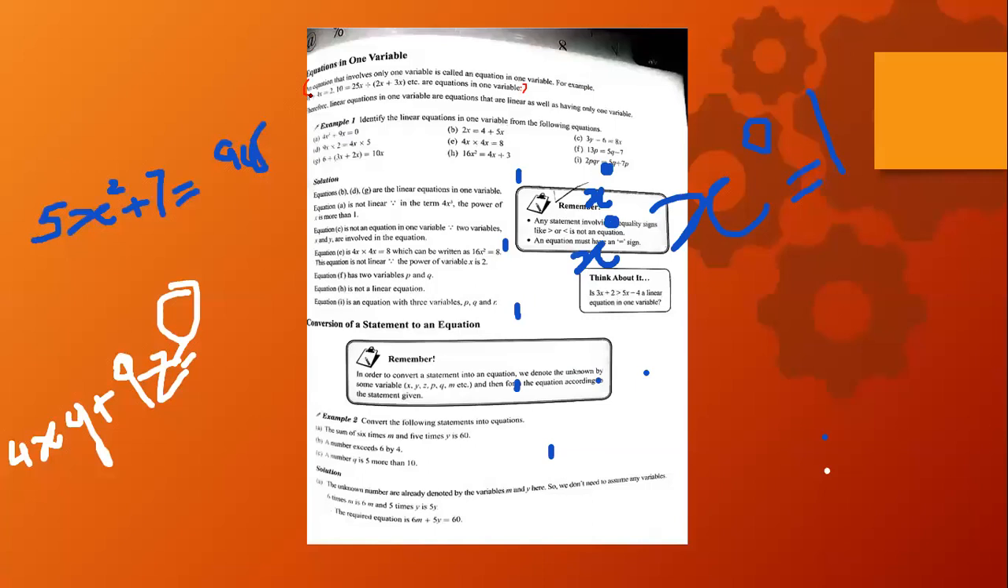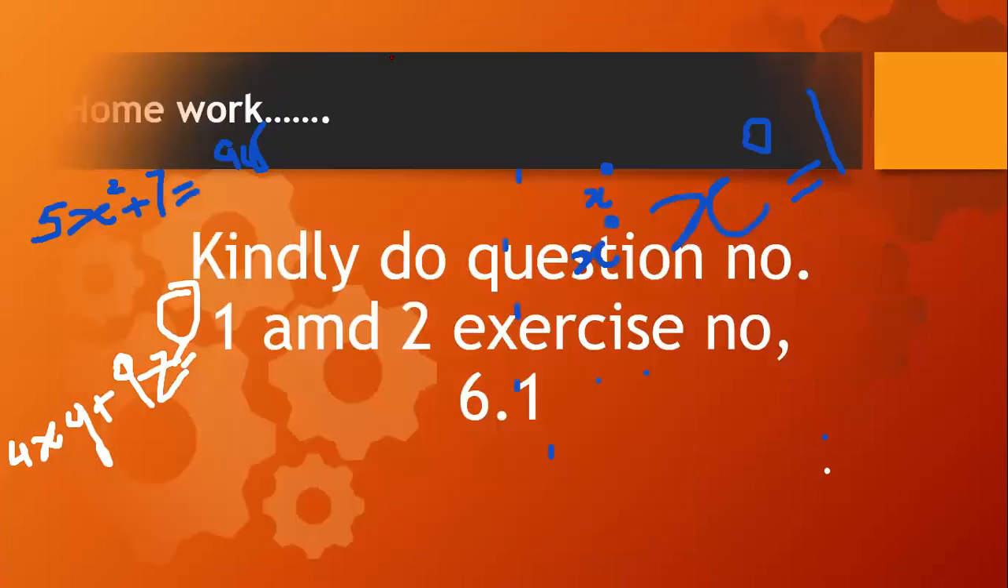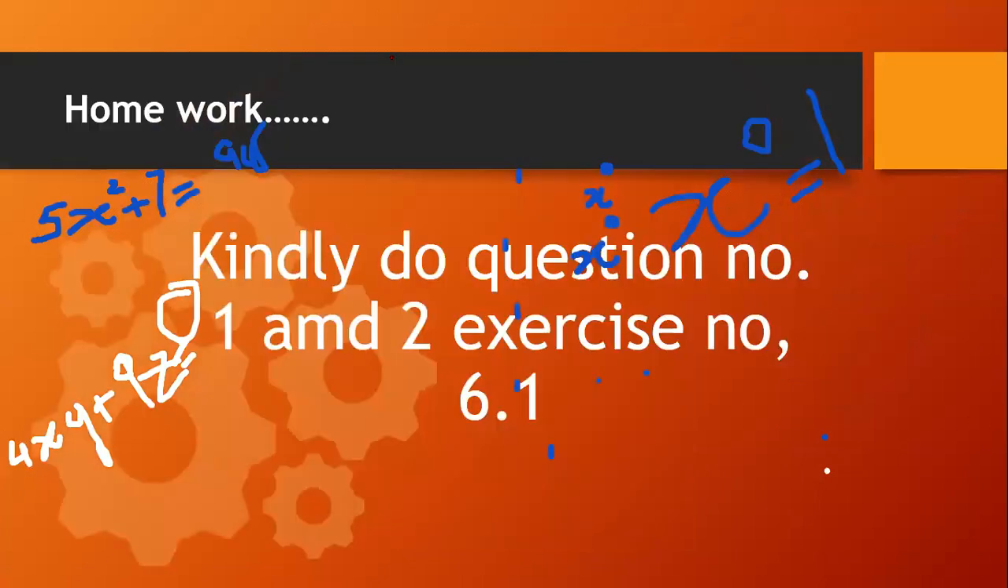Now, will all of you please come on book page number 92? The homework is this, that you have to do question number 1 and 2, exercise 6.1.